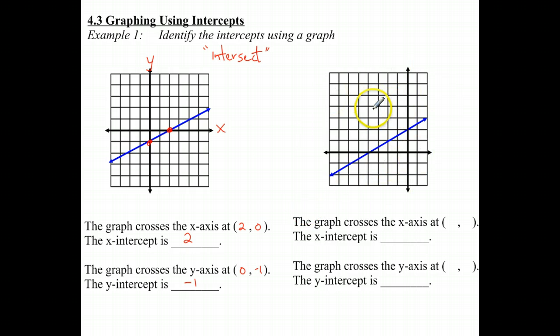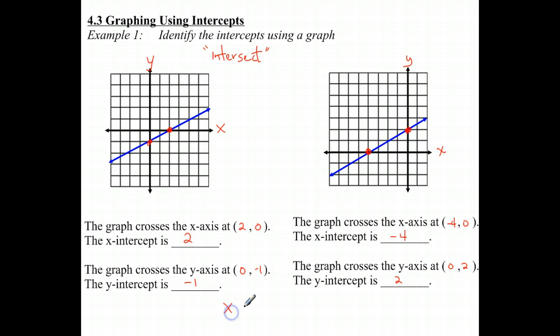If we take a look at our second graph, again, I have a blue line. I have my axes. Here's my y-axis and my x-axis. Where the graph hits the x-axis is right here, and that's at (-4, 0). So I would say that my x-intercept is -4. Where it hits my y-axis is right here. That's the point (0, 2). So I would say my y-intercept is 2.